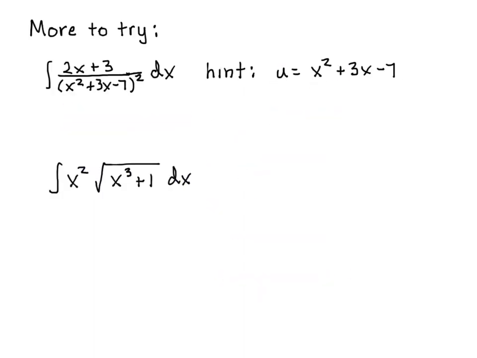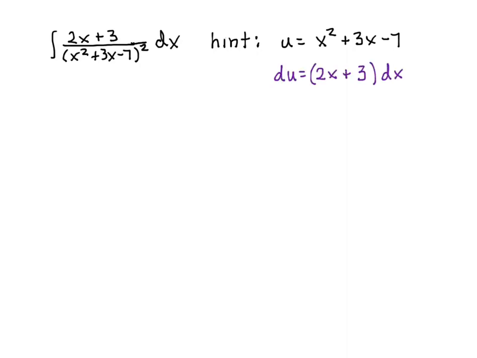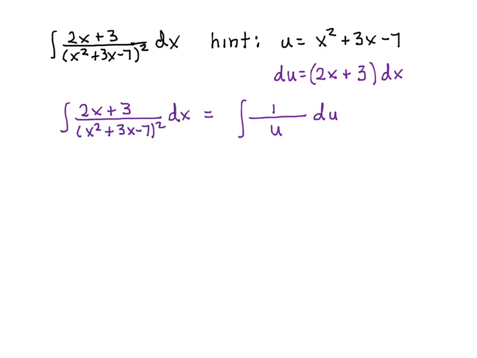Okay, so what we have here now, I'm going to just rewrite these because I don't have enough space to do it. So let's take that first one, the integral of 2x plus 3 over x squared plus 3x minus 7. Okay, I'm copying that. And so I'm going to make use of my hint, and I'm going to find du equals 2x plus 3 dx. And then I'm going to rewrite my integral in terms of those definitions.